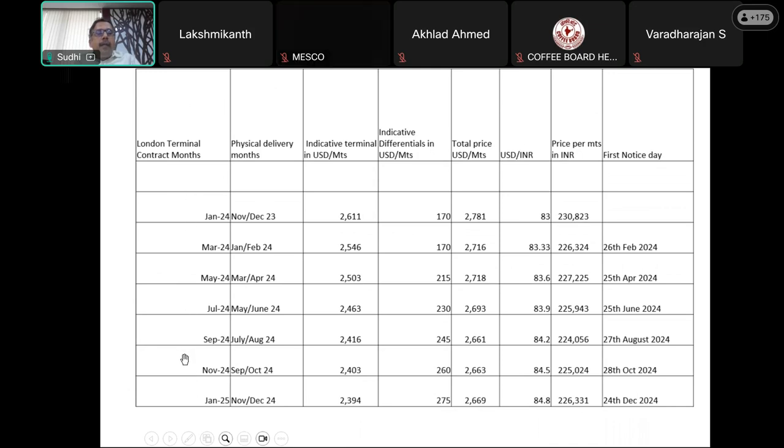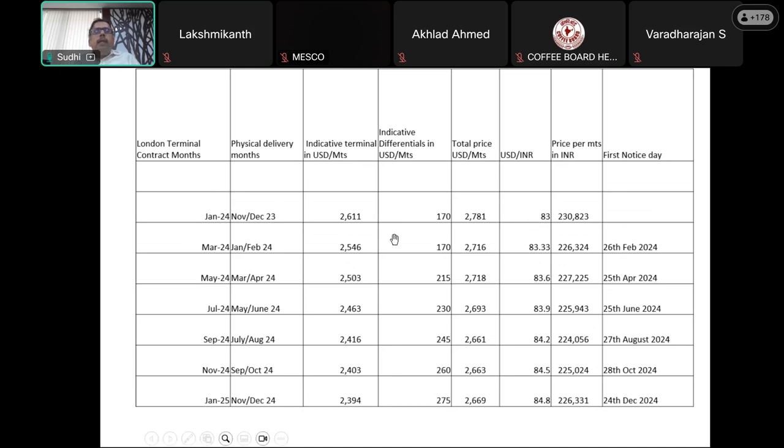So each terminal month gets traded, and why so many terminal months? The thing is, if you are giving a physical delivery in November and December, the price will be basis the January terminal. If you are giving January and February delivery to a roaster or to an importer, then the price has to be looked at in the March terminal. If we are giving March, April, then it is going to be May. Similarly, if we are doing November and December of 2024, then the terminal month against which the price is fixed is January 25.